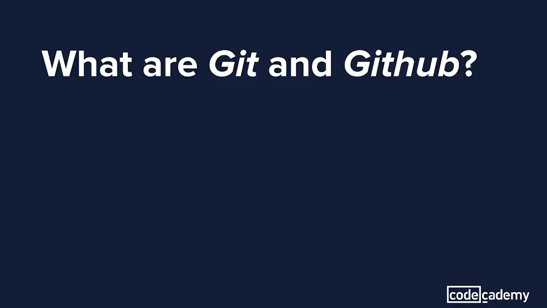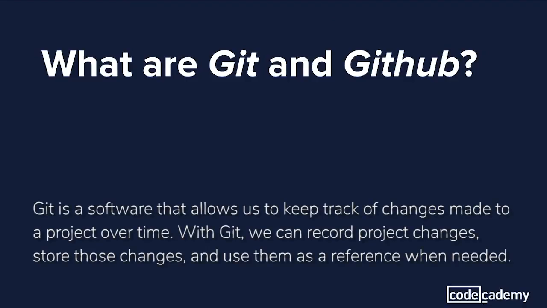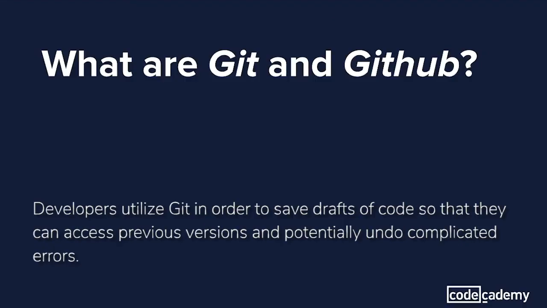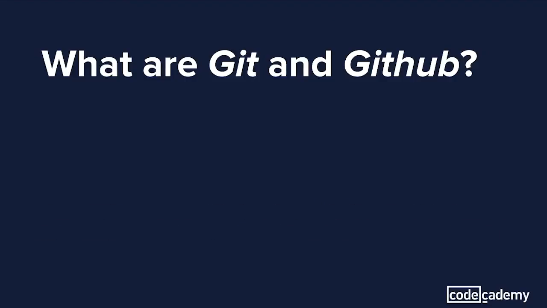Now, before we get started, let's recap what Git is, and most importantly, how is it useful for developers? Git is a software that allows us to keep track of changes made to a project over time. With Git, we can record project changes, store those changes, and use them as reference when needed. Developers utilize Git in order to save drafts of code so that they can access previous versions and potentially undo complicated errors. So what do we use GitHub for?